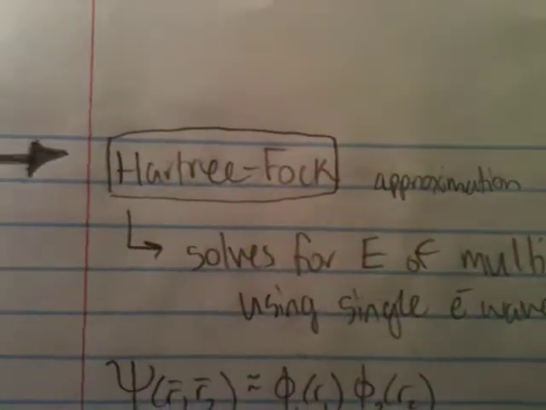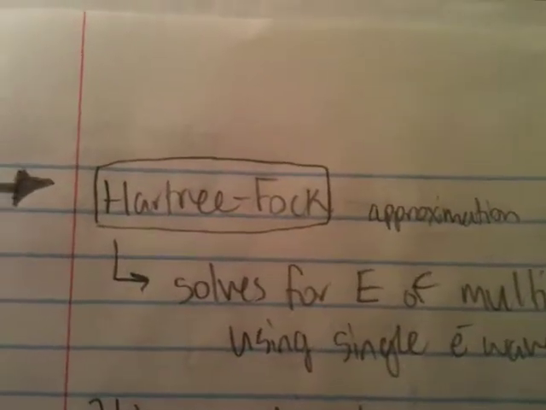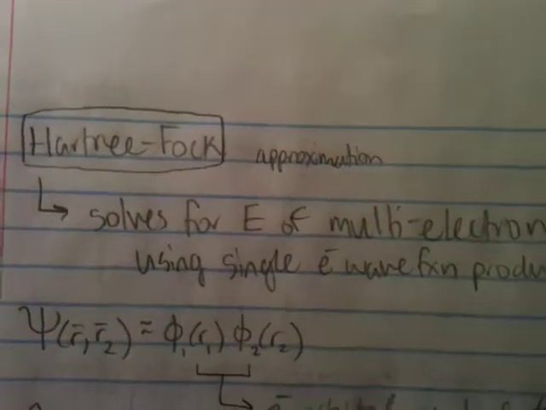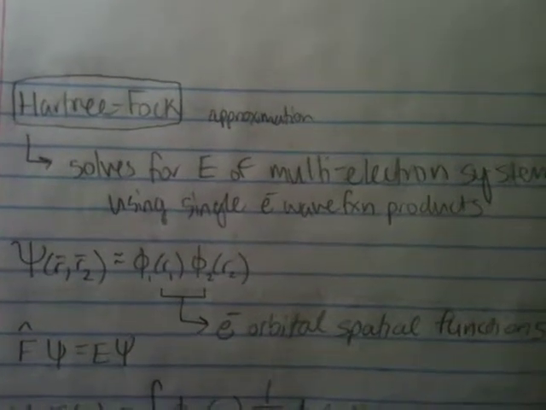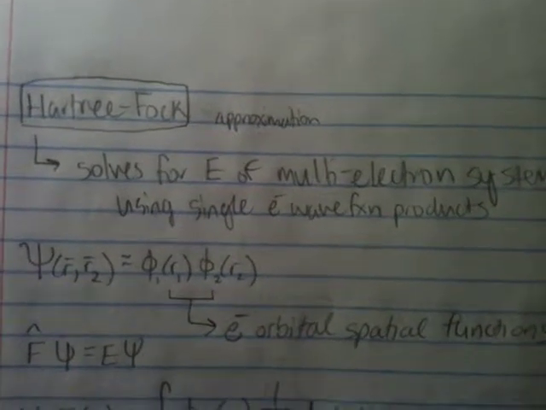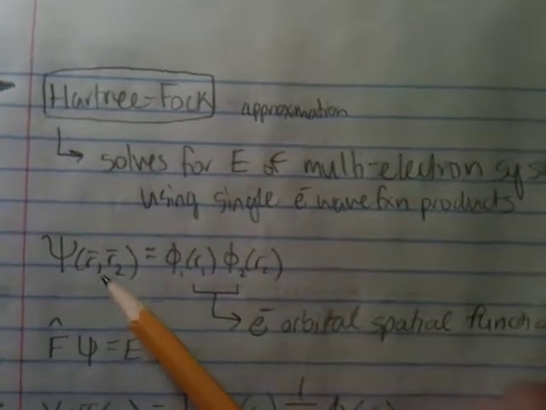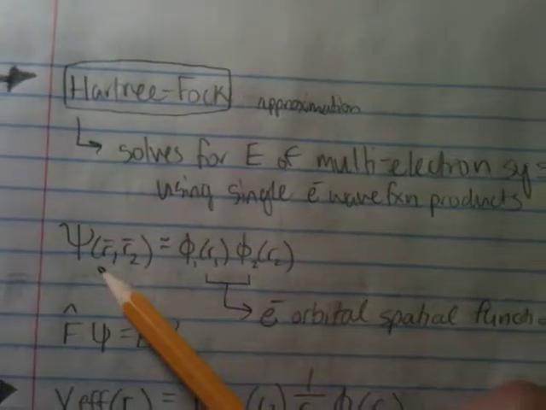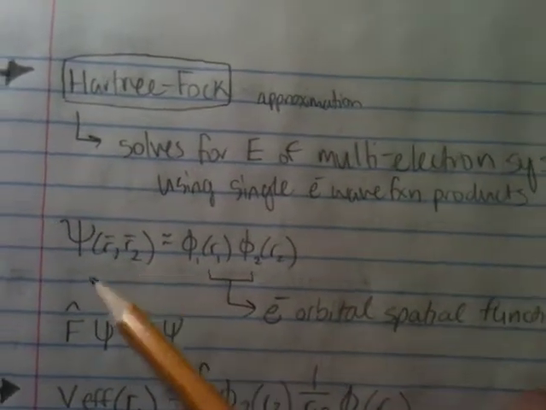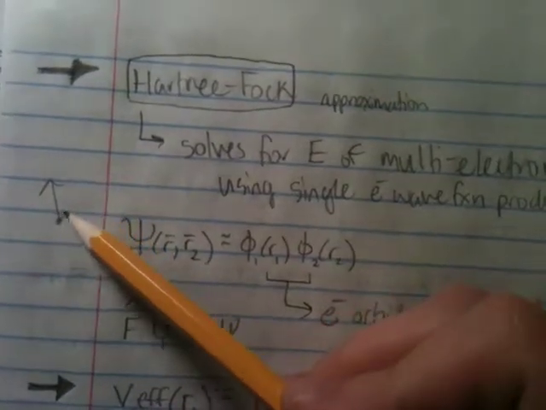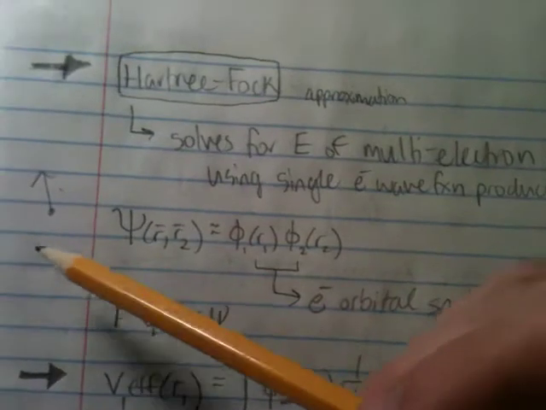There's a type of perturbation theory approximation known as the Hartree-Fock approximation. Now this solves the energy for multi-electron systems using a single electron wave function product. Right, so what does this mean? Say you have some function of r1 and r2, and these are vectors. Right, so these are distances with some magnitude or some direction.